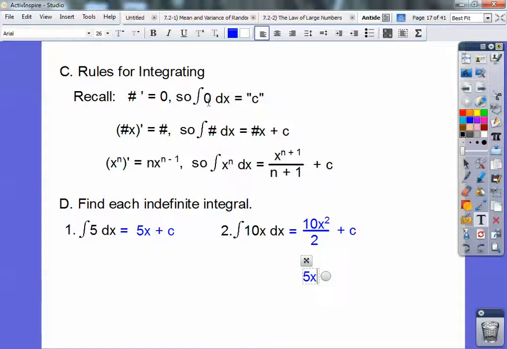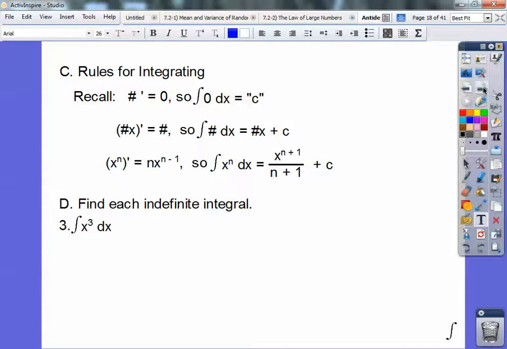5x squared plus c. Let me backspace, plus c. That's the answer right there. Okay? All right, because 2 goes into 10 that many times. And imagine if I said take the derivative of 5x squared plus some number right there, it'd be 10x. All right, easy, huh? All right, how about this one?